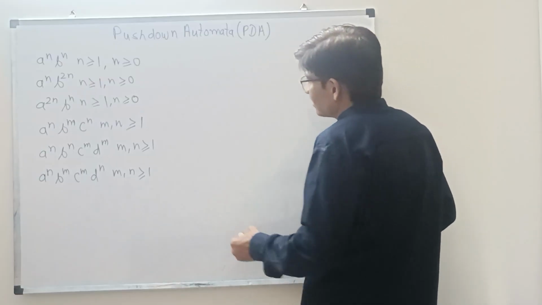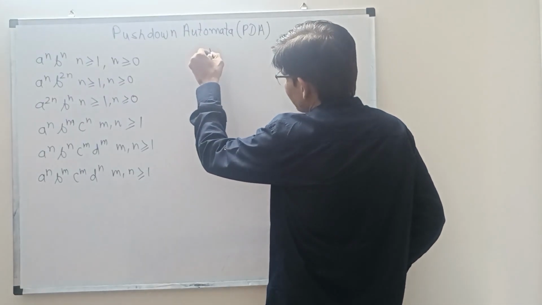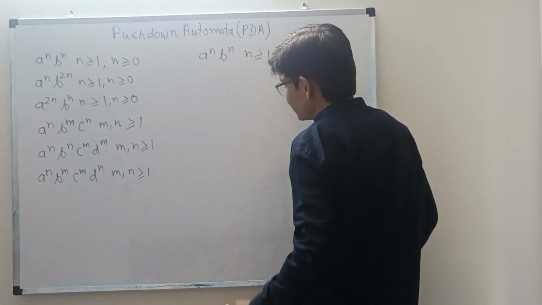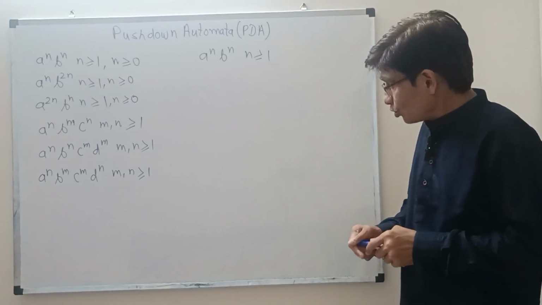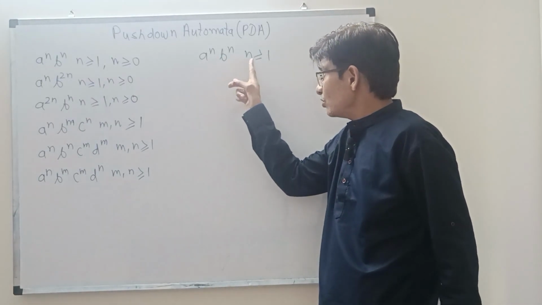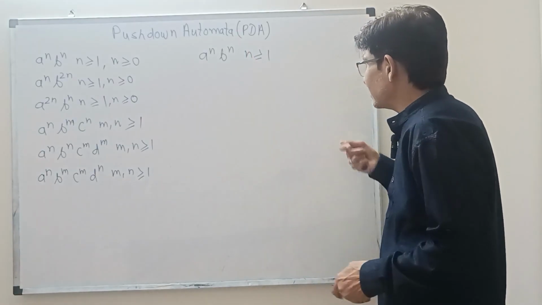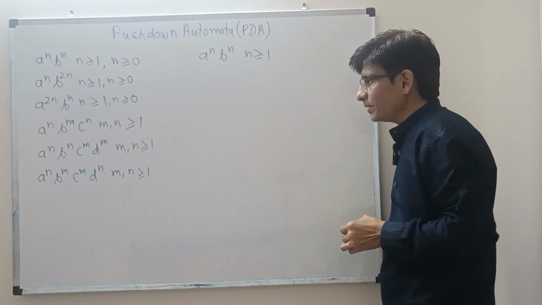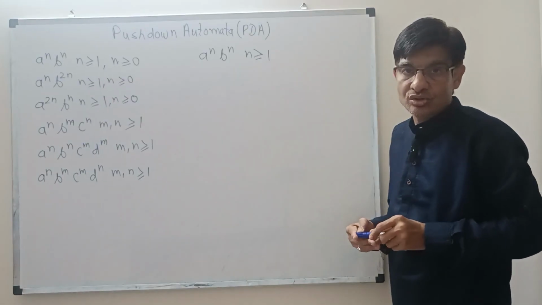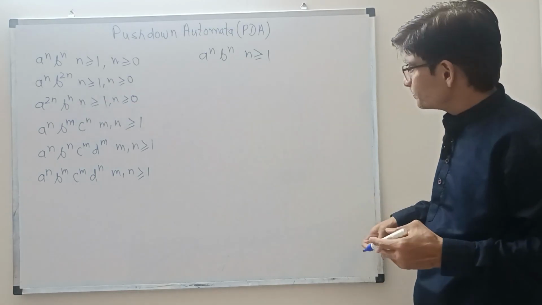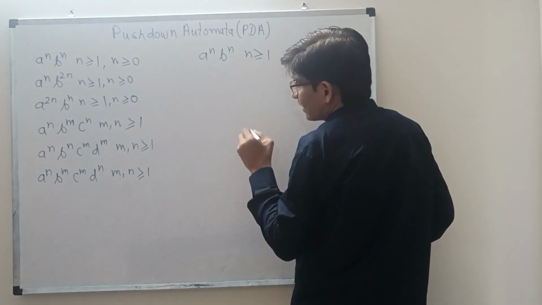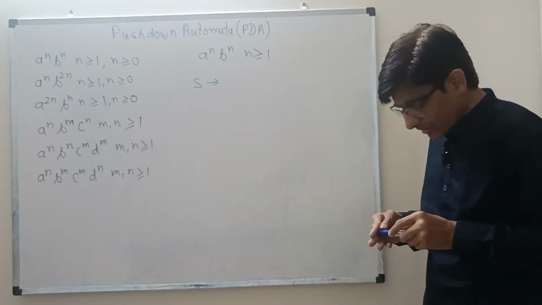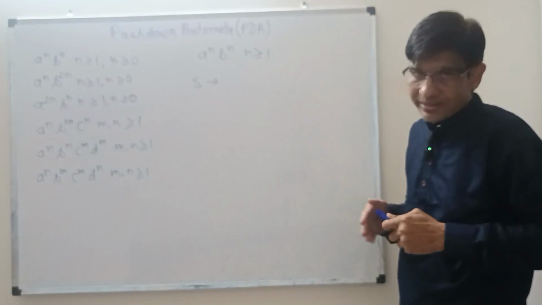We will start with the first language, a^n b^n, where n is greater than or equal to 1. As you know friends, here the value of n is greater than or equal to 1. It means the minimum string of this language would be ab. This language is not accepting epsilon, so in this case we cannot have an epsilon transition for the start symbol. We can create one grammar there. The start symbol will be S there.